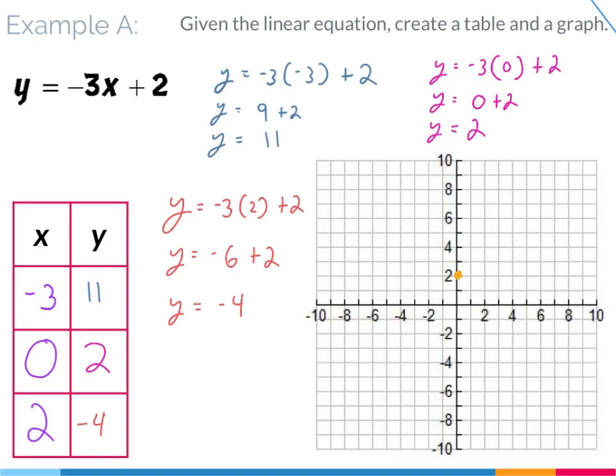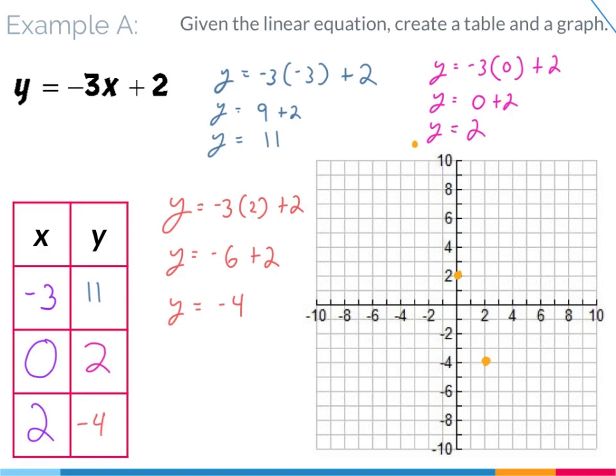Then I'm going to go over 2, down negative 4. Now, if I was going to put our negative 3 on the graph, it would be over to negative 3, up to 11. So it would be a little bit off the graph, but it would be up here. So now notice that I've got all of my points on my graph and they make a line. We're talking about linear equations. So if you're talking about a linear equation, it should make a line every time that you do one.